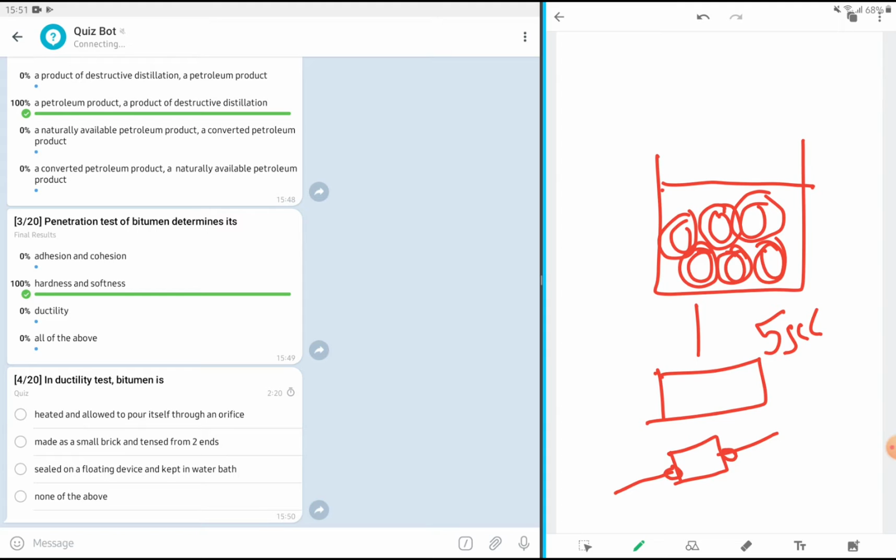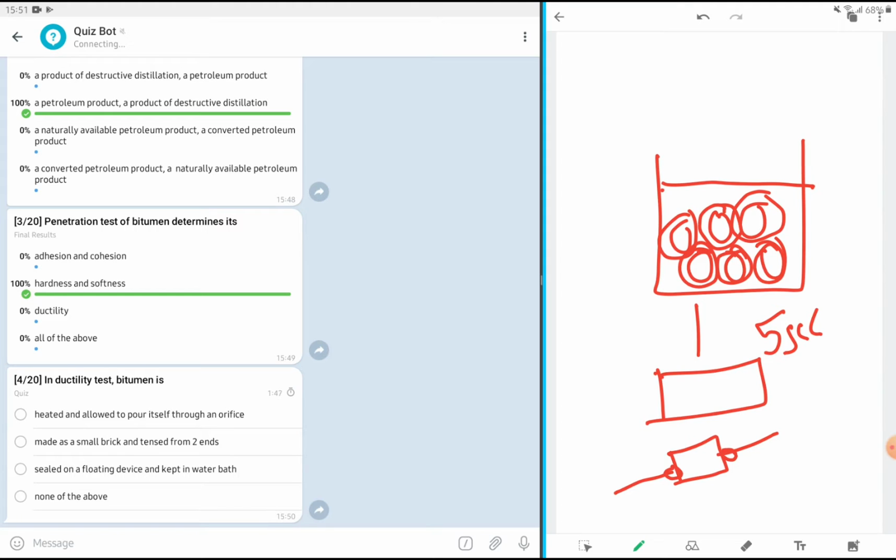Imagine if you have a chewing gum, how will you determine whether it is ductile or not? You will keep it in both hands and try to stretch it. In the same way, a standard apparatus is there in which a 10 by 10 mm brick of bitumen is kept, and a pull from both ends at the rate of 50 mm per minute is applied on that briquette, and the whole pulling operation is carried out under water, which is maintained at a temperature.